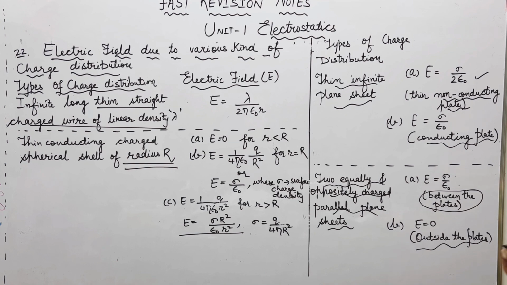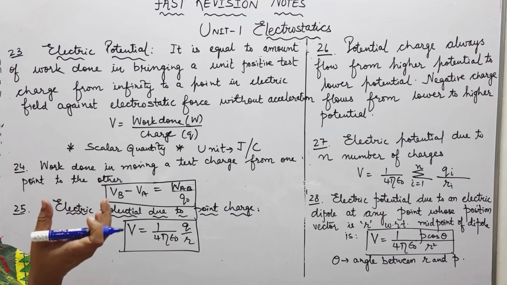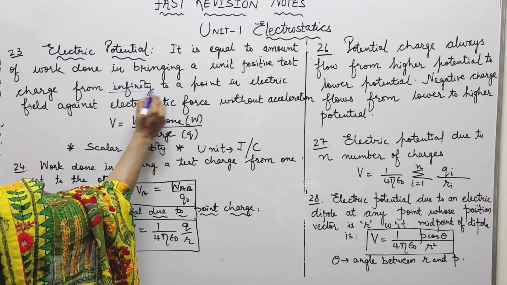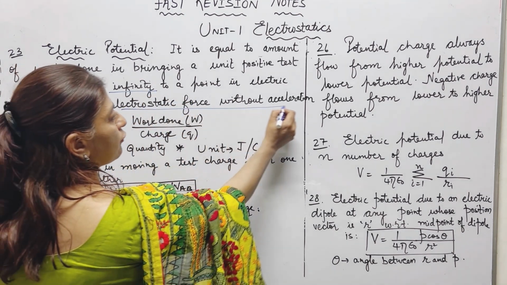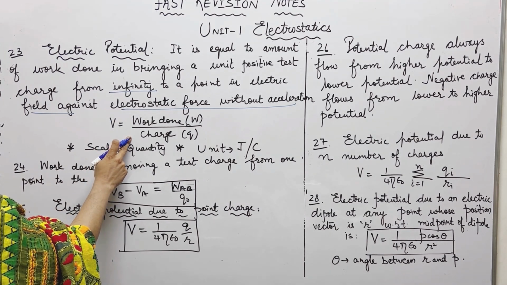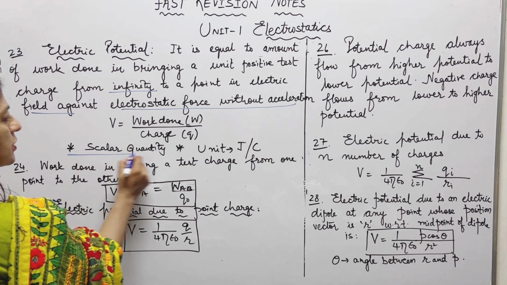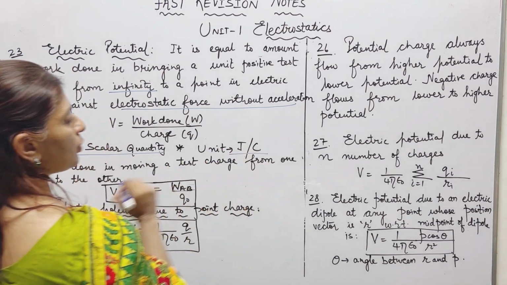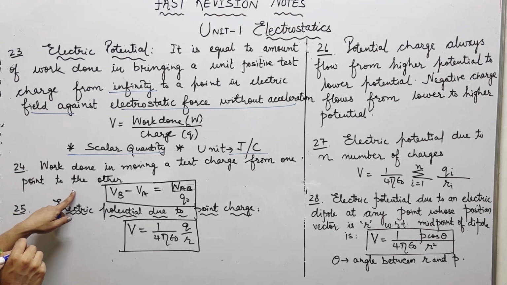Now, in the 23rd point, electric potential is equal to the amount of work done in bringing a unit positive charge from infinity to a point within the electric field against the electrostatic force without acceleration. So it is given by work done upon charge. Since it is the ratio of two scalar quantities, it is a scalar quantity, and the unit is joule per coulomb.